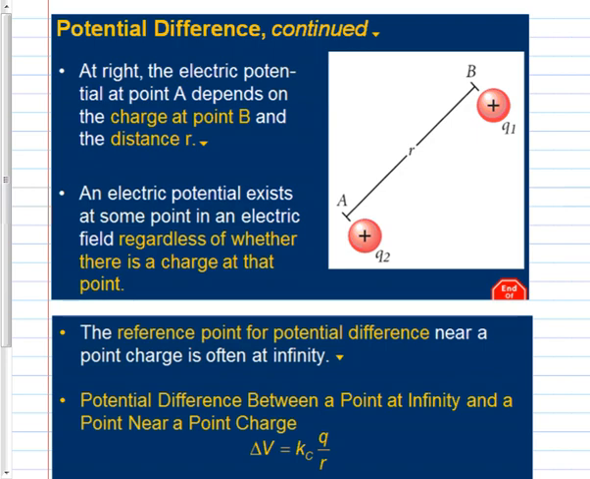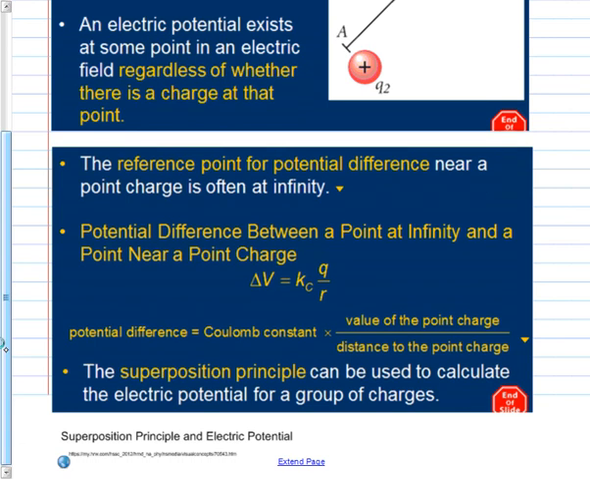All right. The electric potential at point A depends on the charge at point B and the distance between them. Here they've called it R. An electric potential exists at some point in an electric field regardless of whether there's a charge at that point or not. So just remember, whether I have a charge here or not, there is an electric field there. Because of charge 2, there's an electric field here. So whether I have another charge there or not doesn't determine whether there's an electric field. It's just how much potential there is going to be, how strong that other charge is.